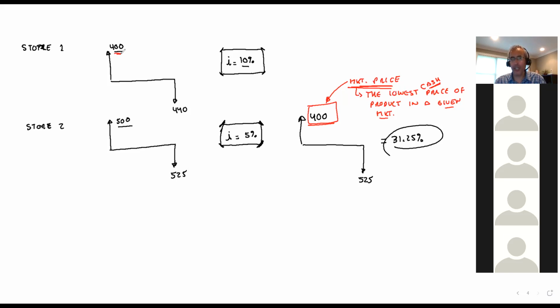Guys, yes or no? If you have cash, where are you going to go? Where are you going to buy the product? The cheapest one, of course, at the market price. Otherwise, you're crazy, right? Or you basically didn't do your research and looking for a product. Okay, so now, based on this, let's do one example.